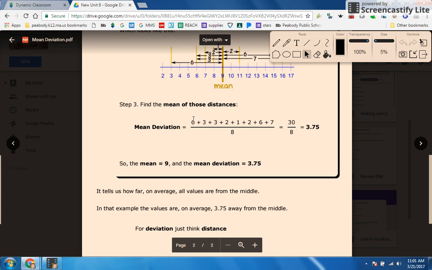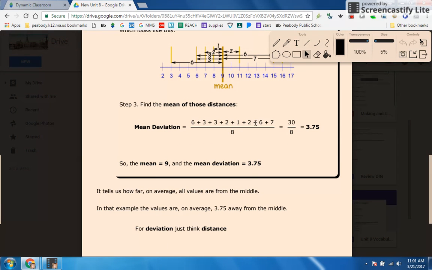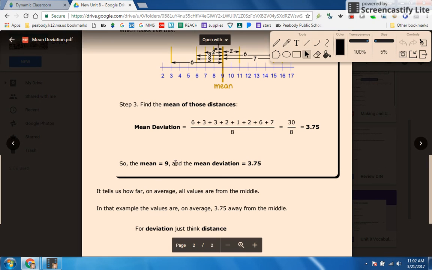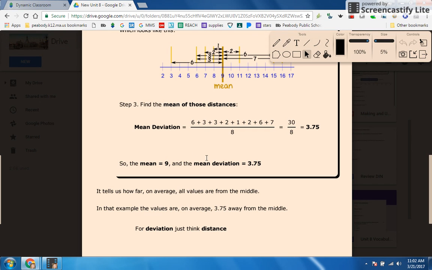So they're showing you all of the answers that they got, all the distances. They added all the distances together, divided it by 8, and got 3.75. So the mean was 9. The mean deviation is 3.75.